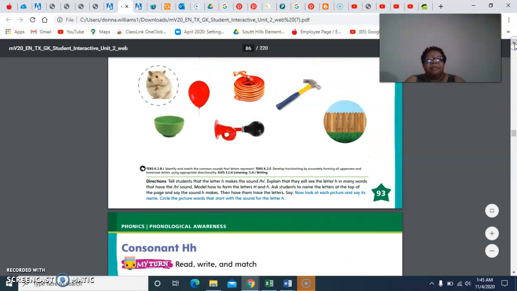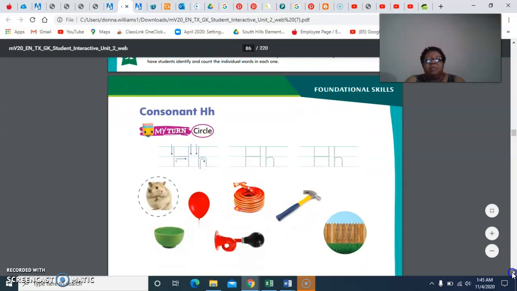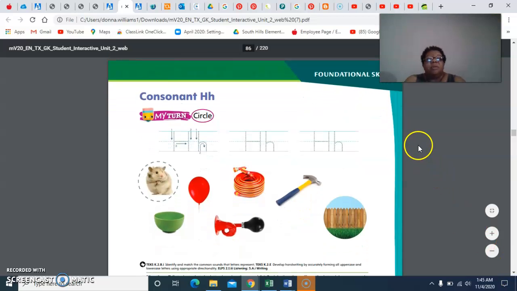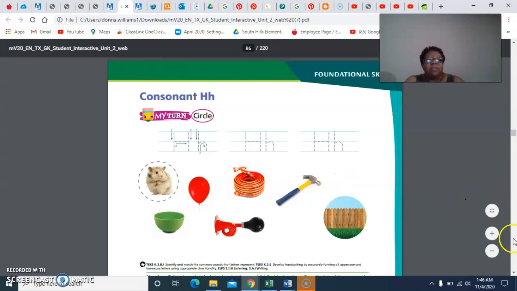Next we have, I can get it to line up. On this page you have to circle things that start with H. You have the capital H. It shows you exactly how to write it correctly and nice and neat. Then you're going to practice two more times. Remember to circle everything that starts with H on this one.